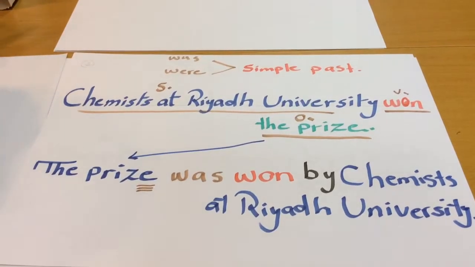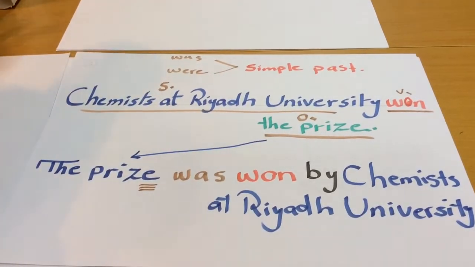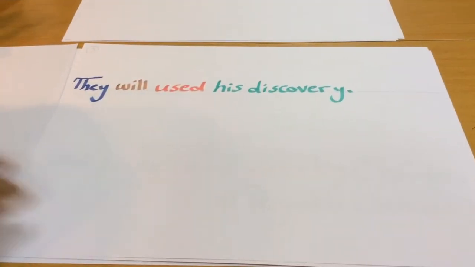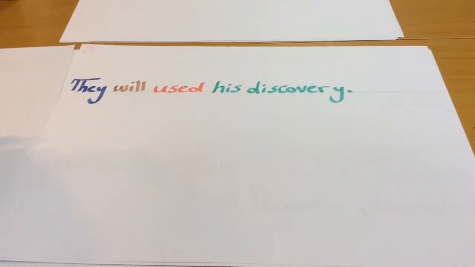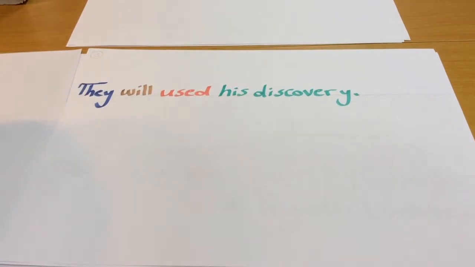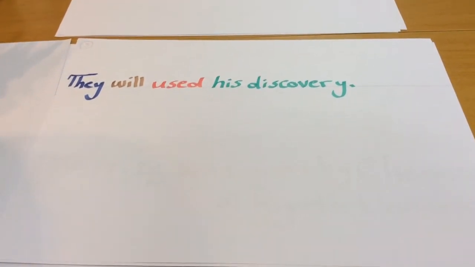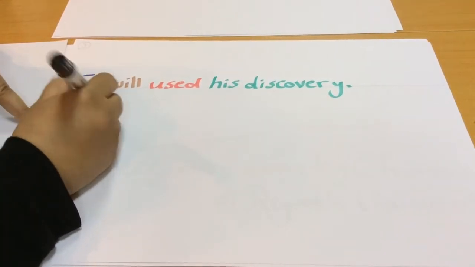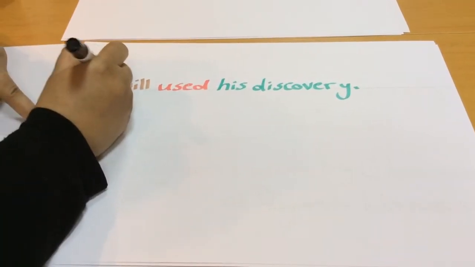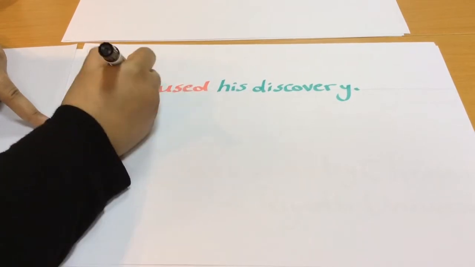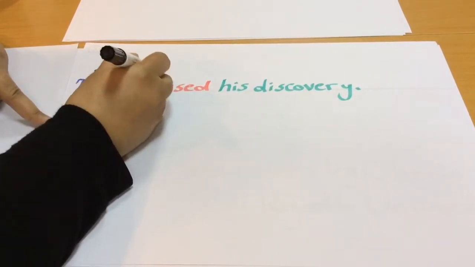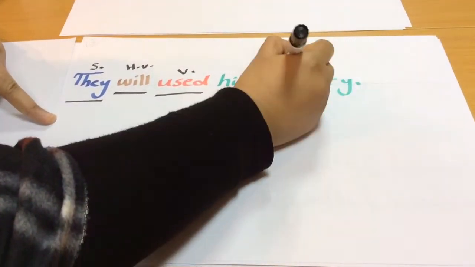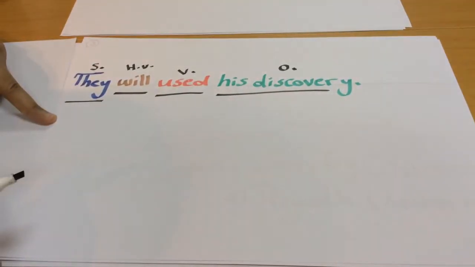This is number 2. Now we will look at example number 3. Let's look at this sentence. We have: they will use his discovery. They, it is subject; will, helping verb; use, verb; his discovery, object.